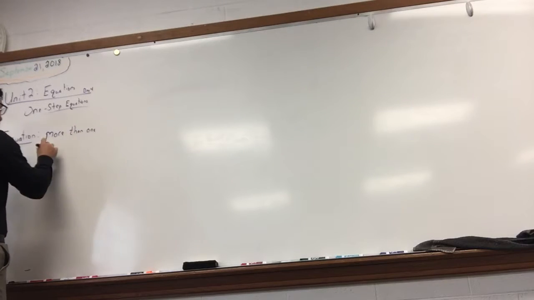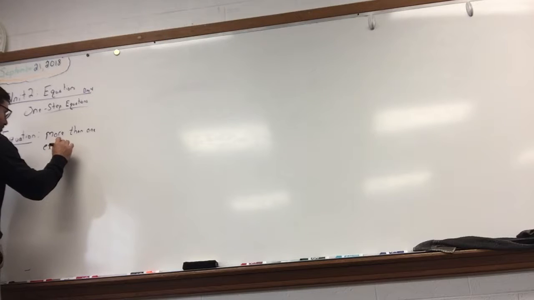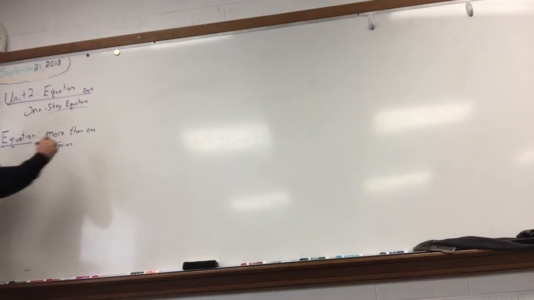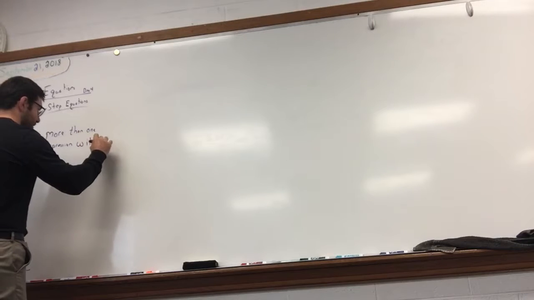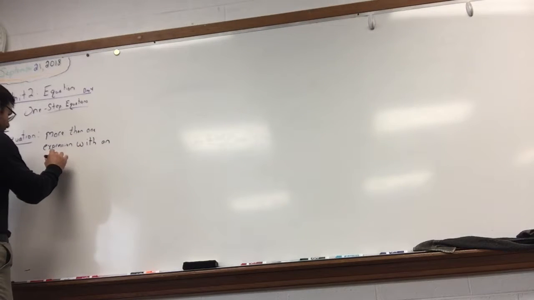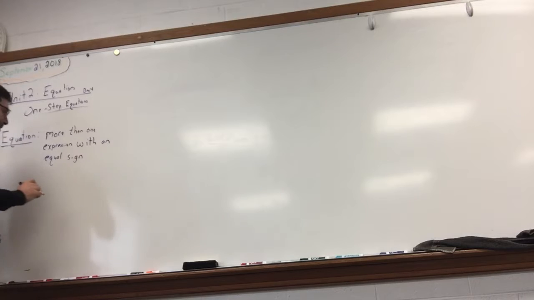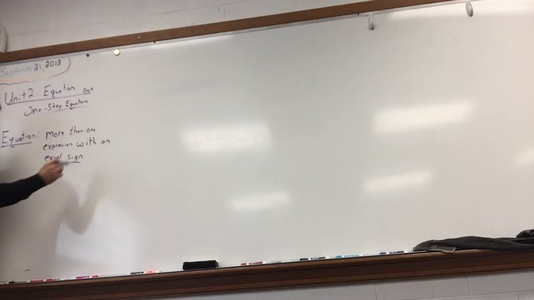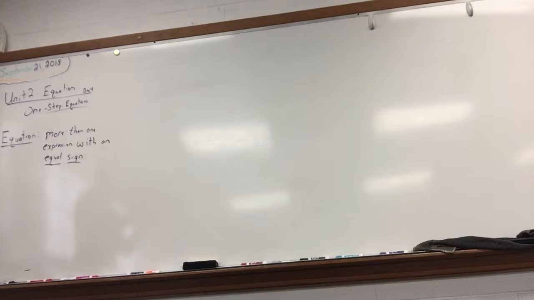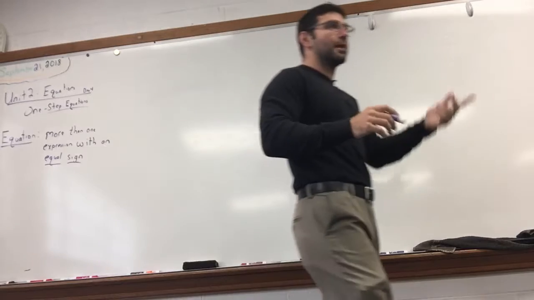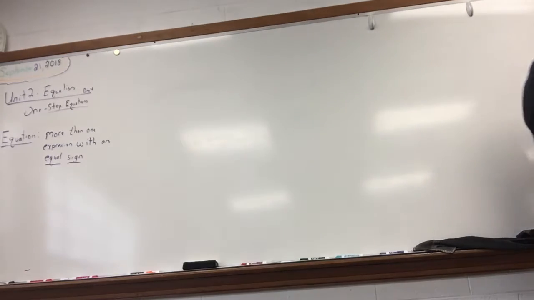An equation is more than one expression with an equal sign. So that means I'm going to have some kind of expression on the left side of an equal sign, some kind of expression on the right-hand side, and we know expressions have variables, numbers, mathematical operations, meaning plus, minus, add, or multiply, divide, those kind of things. Everybody with me there? Okay.